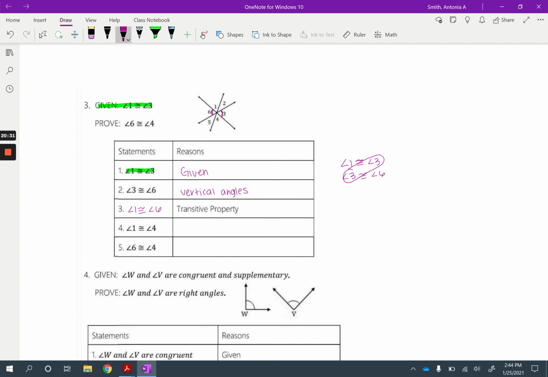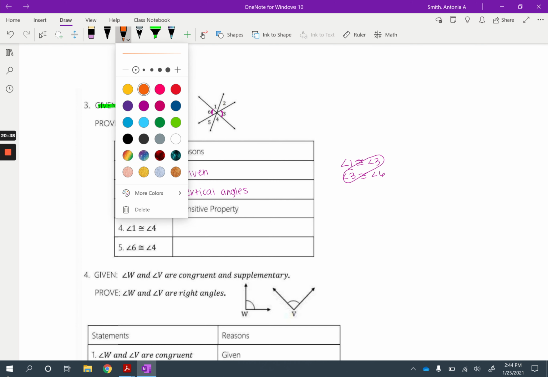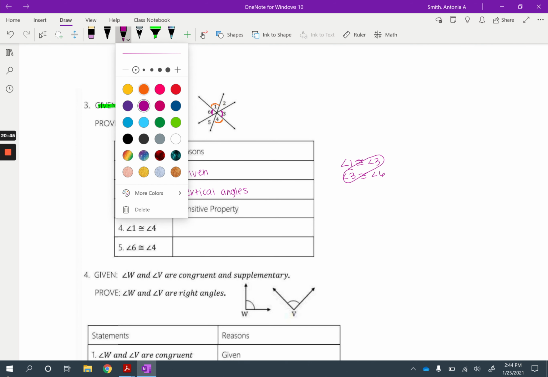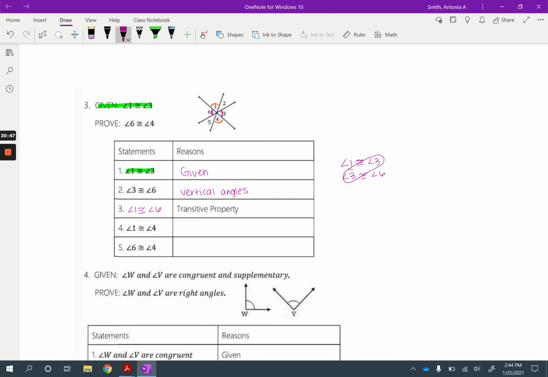Now let's look at statement number 4. Now it says angle 1 is congruent to angle 4. Let me get a different color here. So here's angle 1, here's angle 4. How do I know that those two things are congruent to each other? Because those are vertical angles as well, right? And then statement number 5, angle 6 is congruent to angle 4.